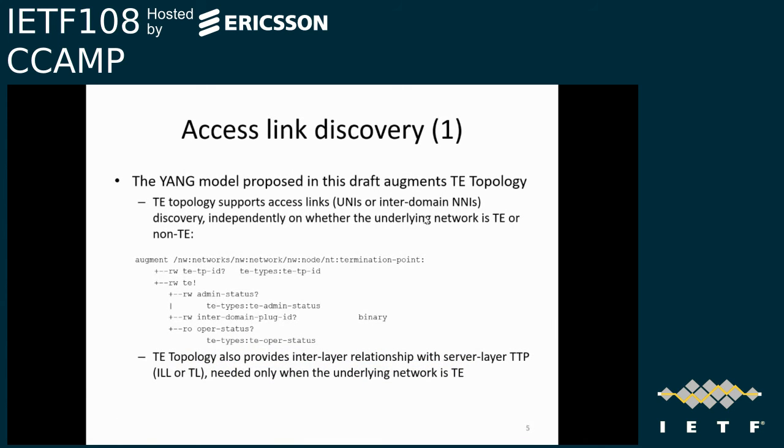Okay, so the access link discovery is where we have some debates at this moment in time. This model is currently augmenting the TE topology, and the reason is that the TE topology already supports the discovery of the access links, whether they are UNI or inter-domain NNI, it is the same, and this mechanism is almost independent of whether the underlying network is a TE or a non-TE network. So with the plug ID we know which is the UNI. In addition to that, for the case where the underlying network is TE, the TE topology gives us, on the same entity, which is the LTP, the information which allows us to understand the inter-layer relationship with the server layer TTP. This is clearly TE specific. Next slide, please.